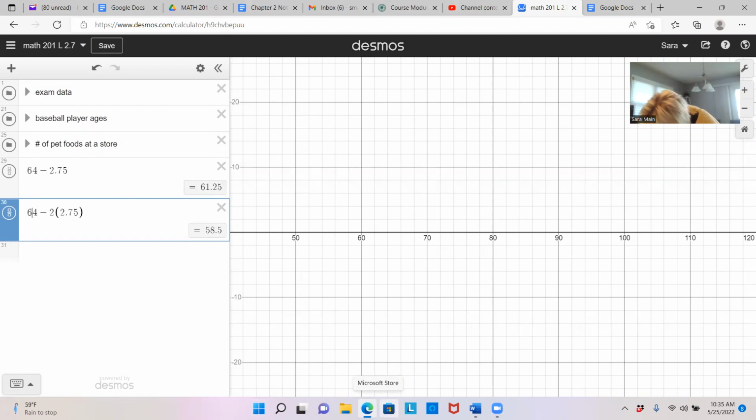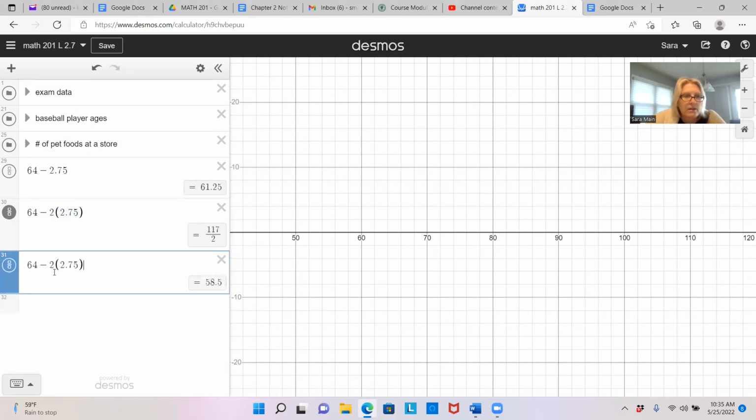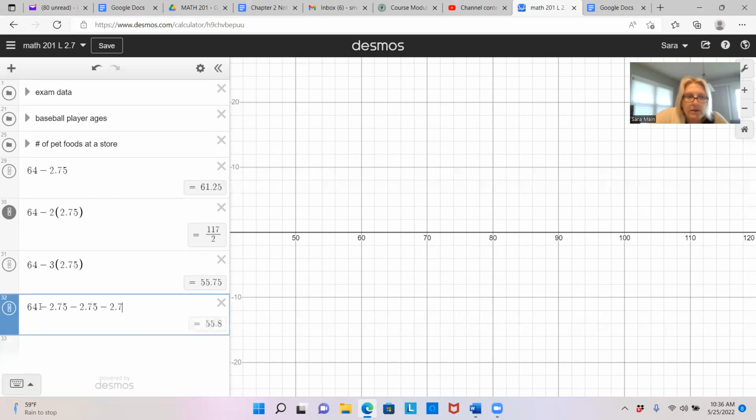And then if we go 3 standard deviations, it will be 55.75. And that is the same as going 64 minus 2.75 minus 2.75 minus 2.75. Okay, I just did it 3 times.